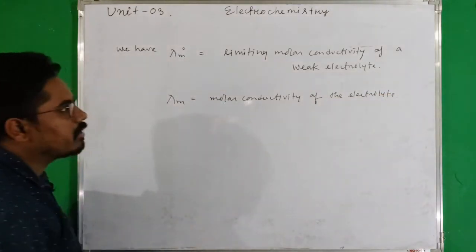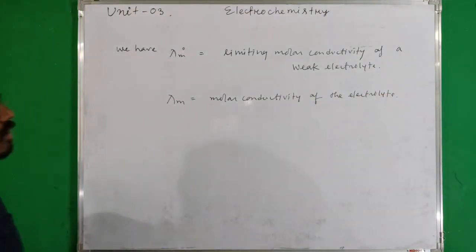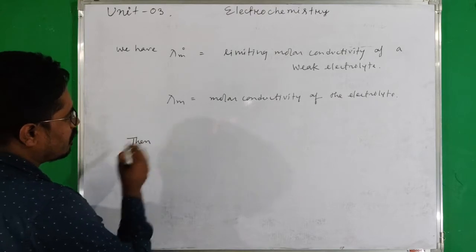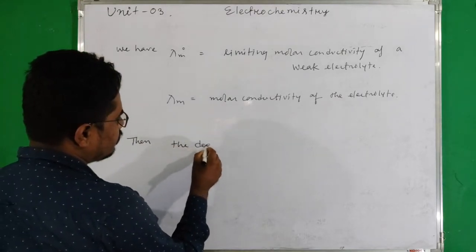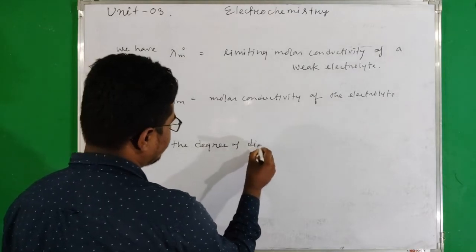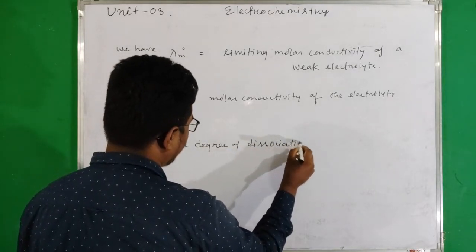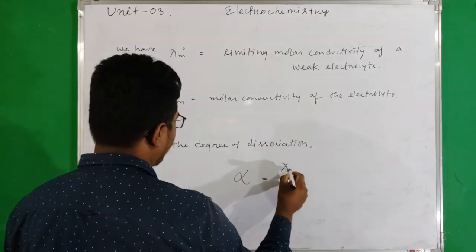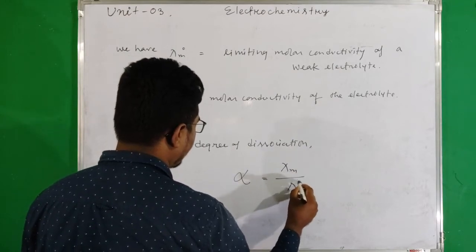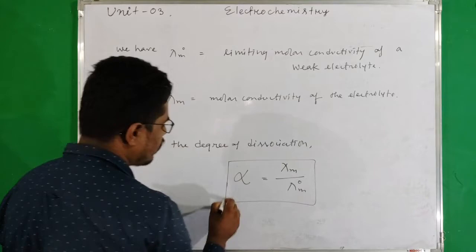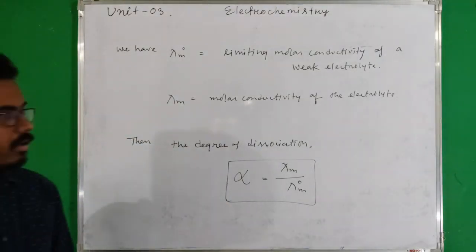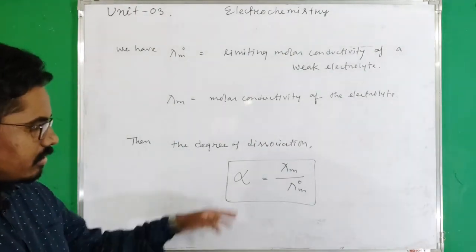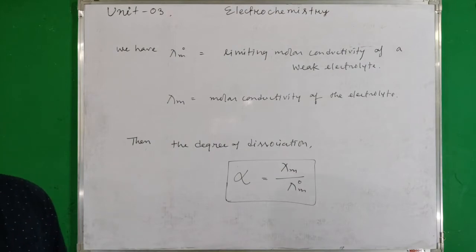Lambda m naught is limiting molar conductivity and lambda m is molar conductivity for the same electrolyte, then the degree of dissociation alpha is equal to lambda m divided by lambda m naught. That means when we determine the ratio between molar conductivity and limiting molar conductivity, that ratio will give the degree of dissociation alpha of the weak electrolyte.